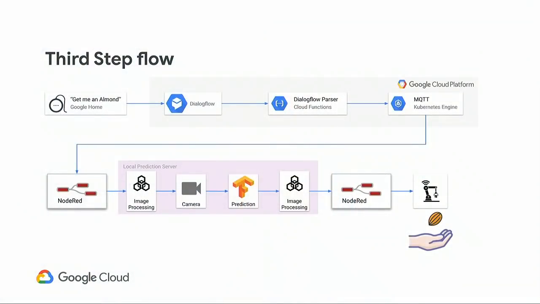Now let's talk about the third step. The third step in this process is actually to do the prediction in production. In order to do this prediction in production, let's talk a little bit about the flow itself. And let's talk about what Aaron showed in that first video, that is the picking and placing of the nut. So he initiated that process using Google Home.